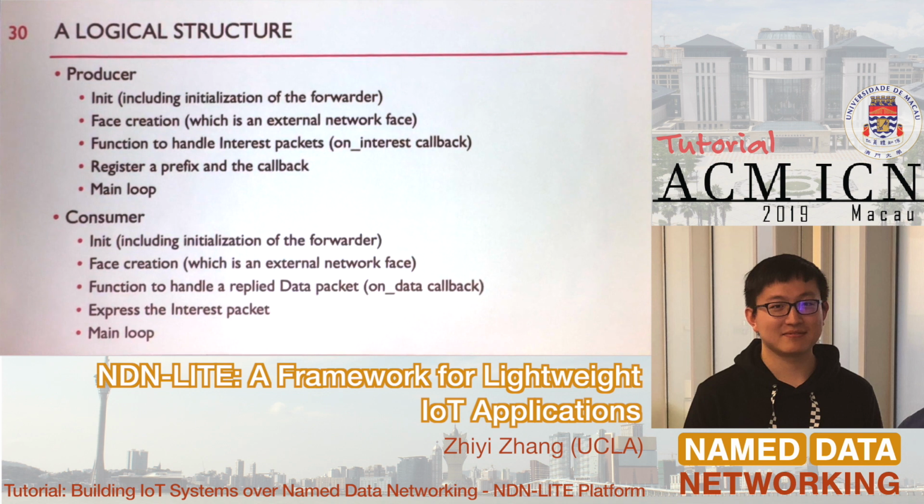So here's the logic for these two examples. The producer first is to init the program, to init the NDN-LITE framework. And this part actually includes the initialization of the forwarder. After that, we create a face. This face is actually an external network face, like Bluetooth. Then we write a function to handle interest packets, so this is actually an on-interest callback. Then we register this callback with a prefix into the forwarder, and then we start the program, which means we start the main loop of the program.